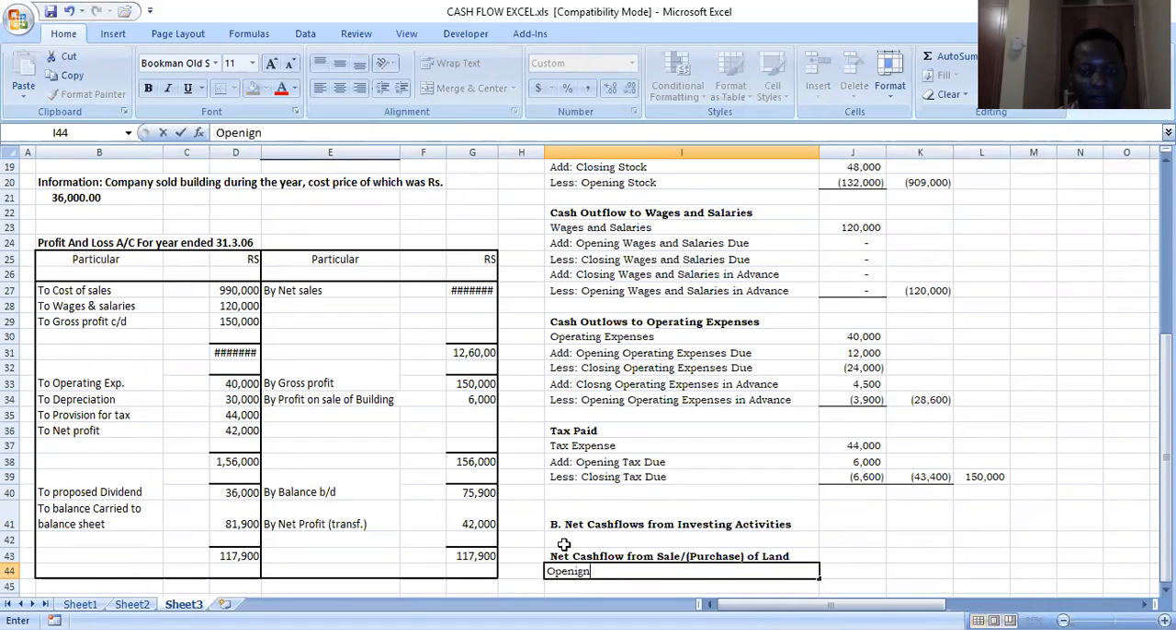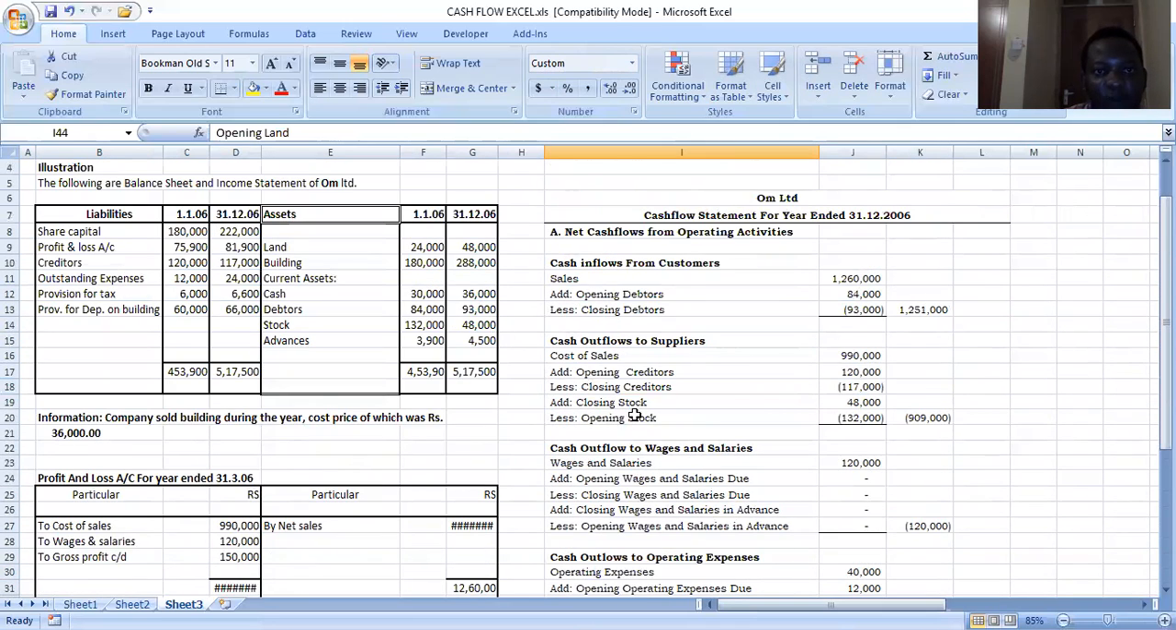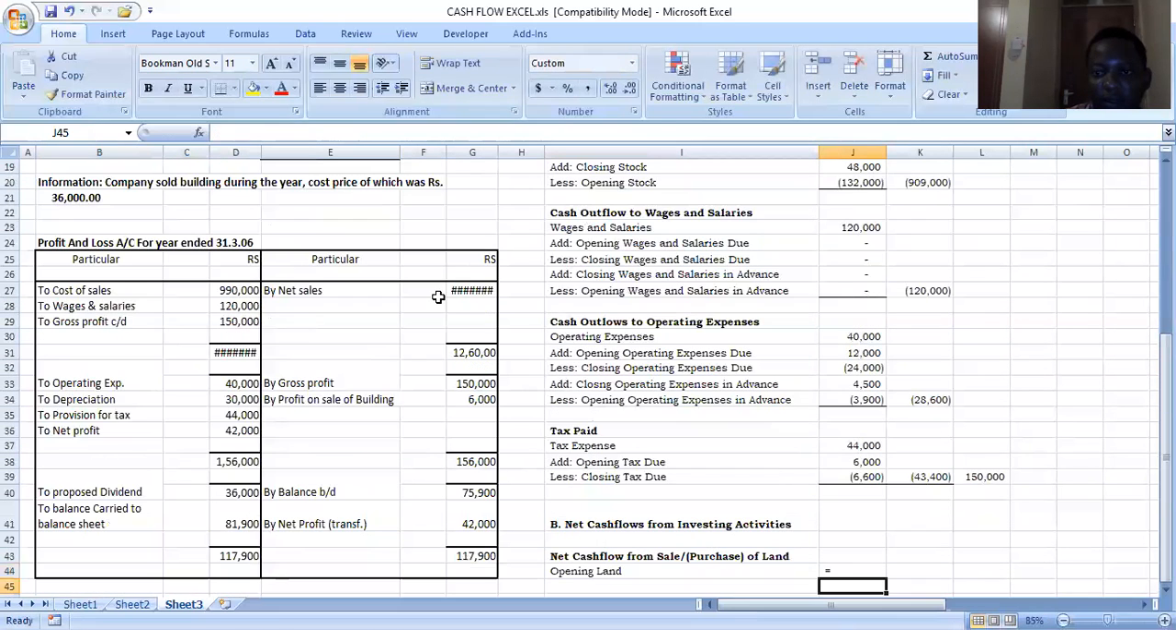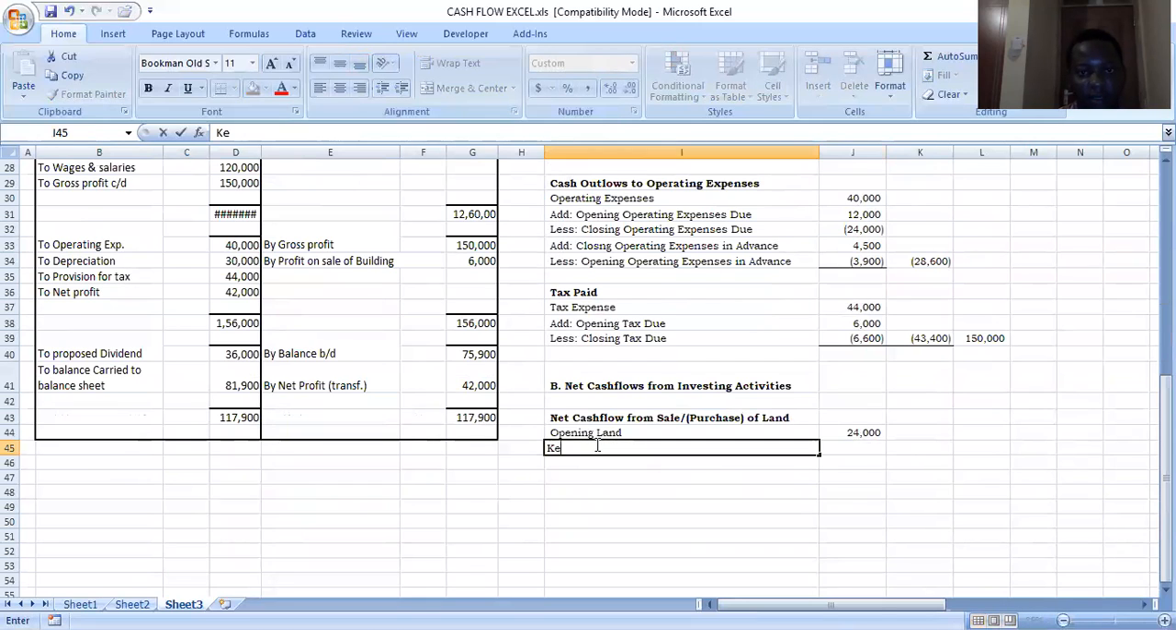So therefore, in this case, we have opening land. Land at the beginning, opening land is, in this case, 24,000 shillings. Then we less closing land, that is land at the end.